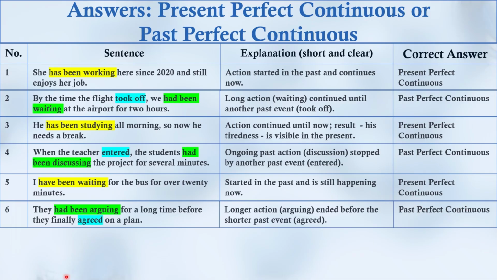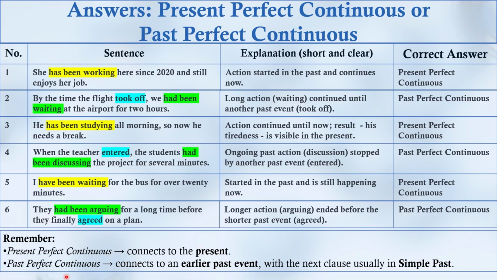So, what do you notice? Both tenses describe duration, how long something continued. But the present perfect continuous connects to now, while the past perfect continuous connects to an earlier past event. And the following clause is usually in the simple past to show what happened next. Great work. In the next slide, we'll quickly recap the key points before wrapping up the lesson.